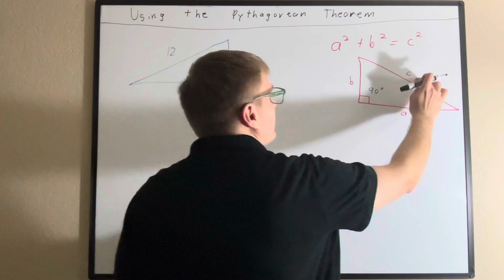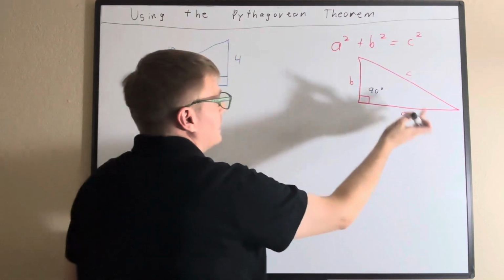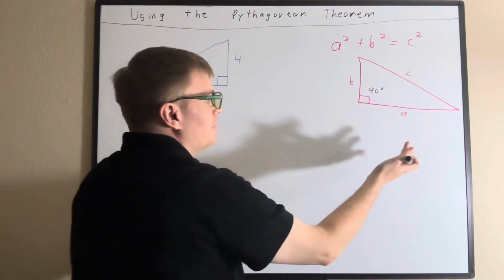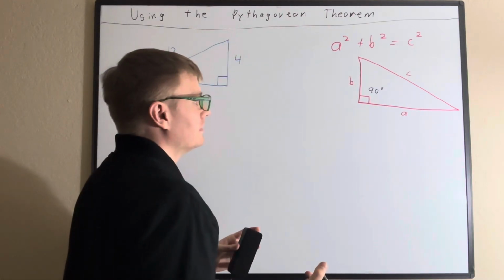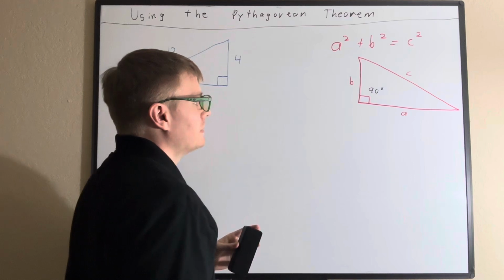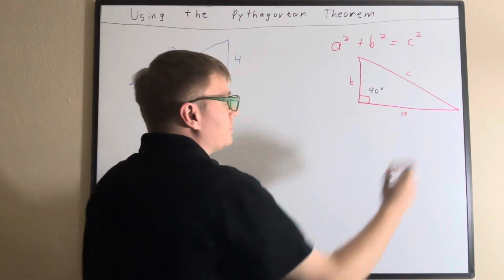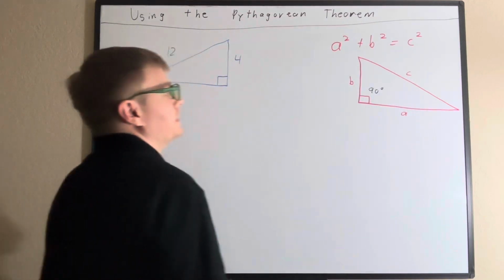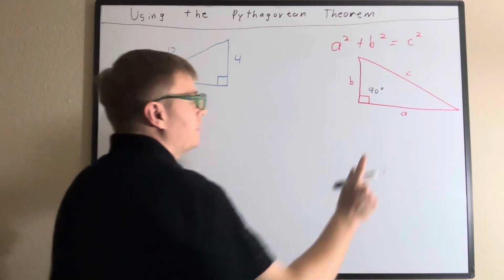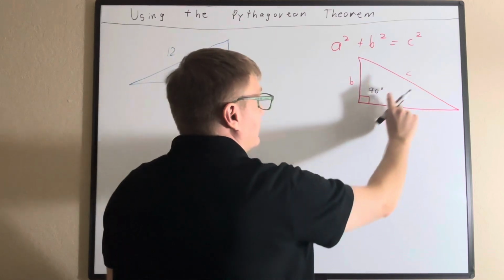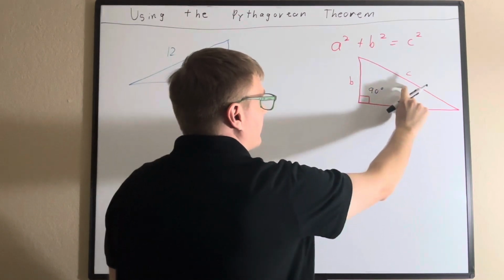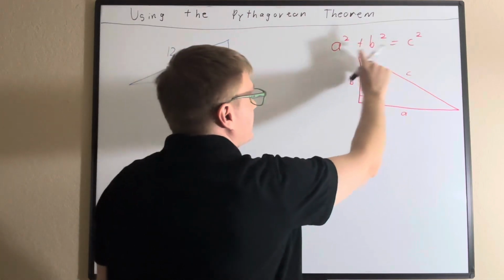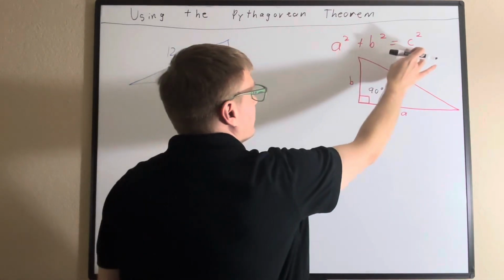And C is always the hypotenuse. A and B could be either one of these sides, but in the textbook that I use, the A is always on the bottom. So we'll just go with that for now. The horizontal line is A. But the hypotenuse, the line that is opposite the 90-degree angle, that is always C. That is very important that you get the order correct.